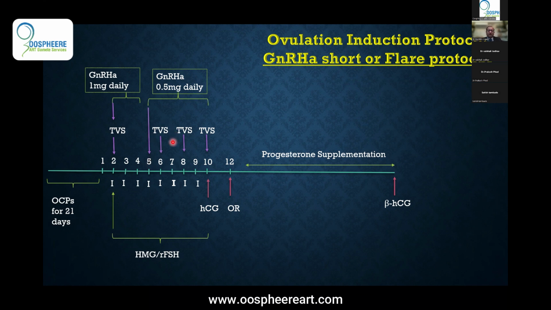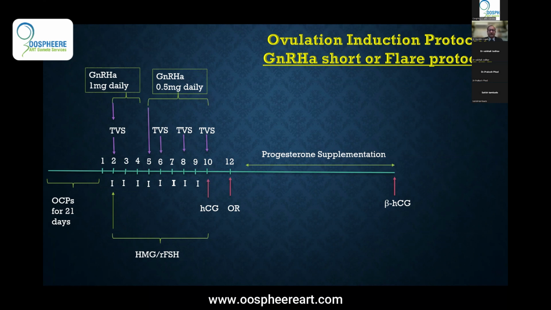Why do they say short protocol? Because there are no 11 days of injections in the previous cycle's luteal phase, from day 21 to the first day of menses. That part is absent here. That's why it's called the short cycle of agonist. And you will continue the agonist daily till the day of trigger. Again, here you cannot give a GnRH agonist as a trigger. You have to use hCG.